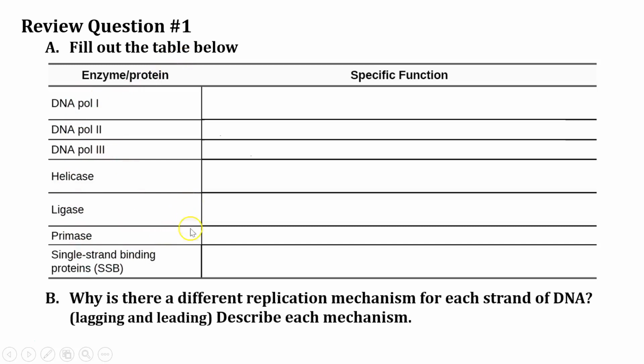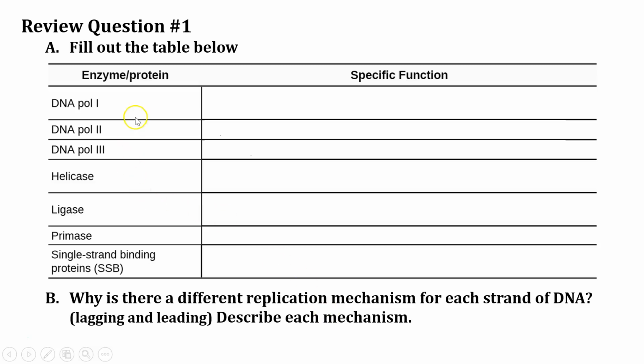And then the second question is, can you articulate why there is a different mechanism used to replicate each strand? Meaning, why is there a lagging and a leading strand? Why aren't both the strands of DNA just copied continuously and simultaneously? Because that would sure make things a lot easier. Explain why that is the case, and then also describe a little bit about the difference between the leading strand and the lagging strand. Go ahead and pause the video and work through these, and then I'll go through the answers.